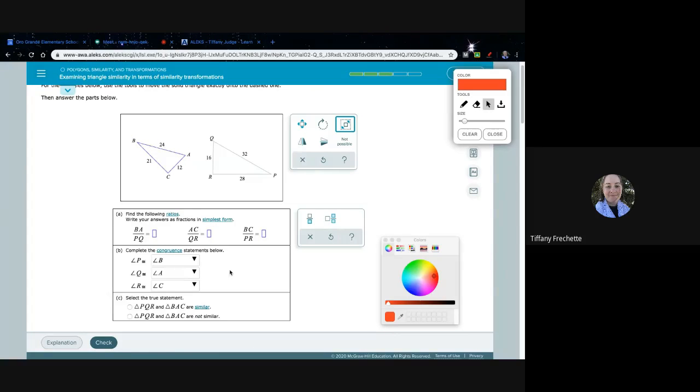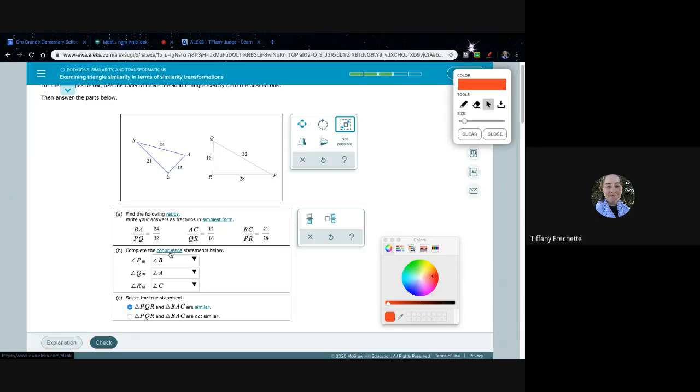Perfect. Okay, so now we're going to go through and fill these out. So BA is 24, PQ is 32, AC is 12, QR is 16, BC is 21, PR is 28. Okay, so I just need to reduce these. Also, because I was able to snap this one right on top of the other one, I know it's similar already. So I know all of these fractions will have to reduce to the same thing.